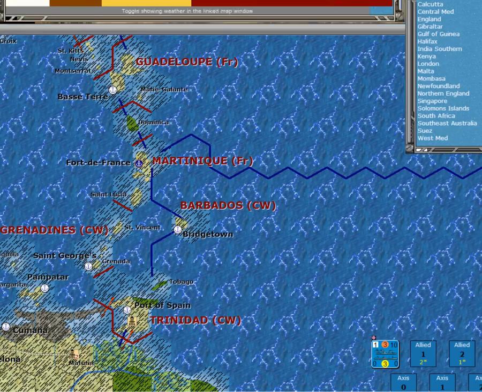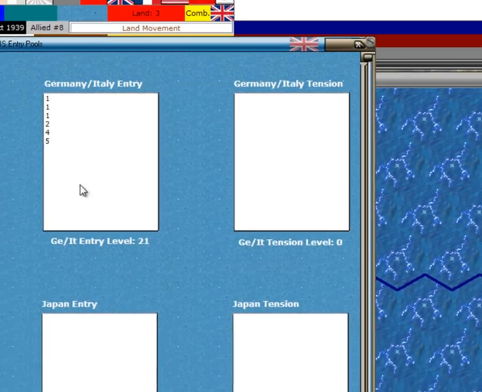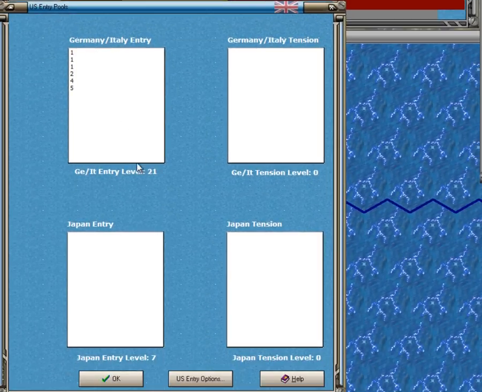So if I say done here, the second item on the US is US entry pools, and this shows you the actual chits and the current entry level and tension level for Germany, Italy, and Japan. If you were the Axis player and you were looking at this form, instead of numbers you would have a whole bunch of X's up here and you wouldn't get the totals at all.